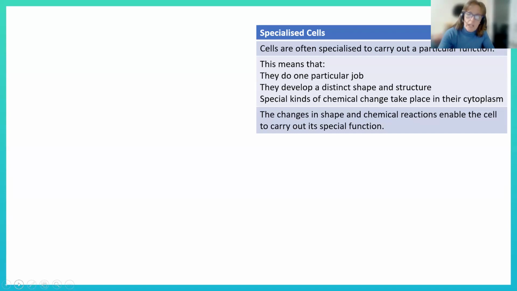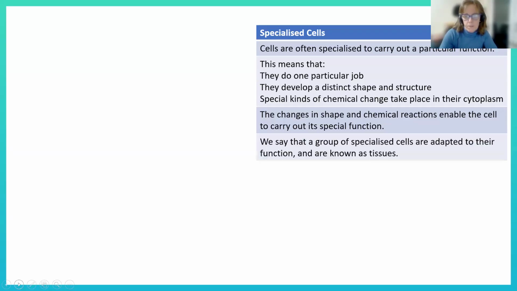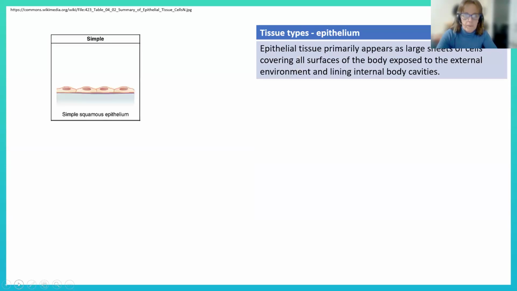So if it's going to become a nerve cell, the genes that make that cell into a nerve cell will be switched on, and they will specialize and grow into a nerve cell. And if it's going to specialize into a heart cell, a cardiac muscle cell, it will specialize because the genes to make it into that cell type will switch on. And when we're describing these specialized cells, we say they are adapted to their function, and we call these tissues then. So the first one we're going to have a look at is the epithelial tissue.